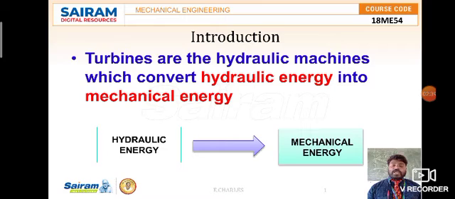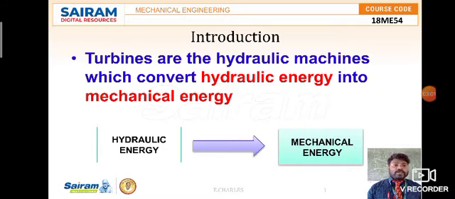The water which has both potential and kinetic energy. Potential means the water is in a steady position, and kinetic means it is in motion. The energy which that water attains is nothing but hydraulic energy. Slowly that water will go and hit the turbine blades. Now this is all about the mechanical energy.